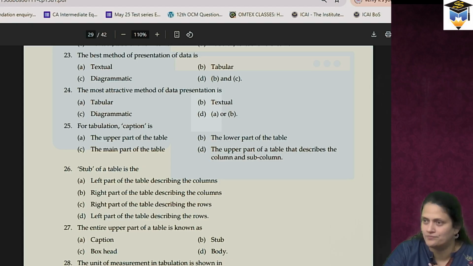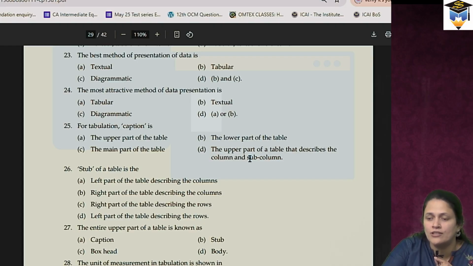You know what? In your textbook, let me clear this for everyone. Many errors are there. You will see now in chapter number 14, theoretical distribution. Is it 14? I don't remember, but in theoretical distribution there are many errors given in the textbook. So don't go according to the textbook. Some things you have to understand by yourself as well. So D is the correct option for 24th. 25th, the tabulation caption is, sorry, 23rd we did. 24th, the most attractive method of data representation is diagrammatic, C.